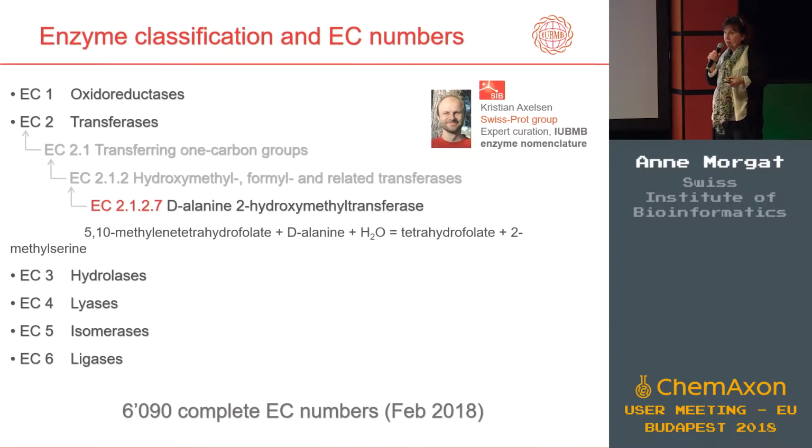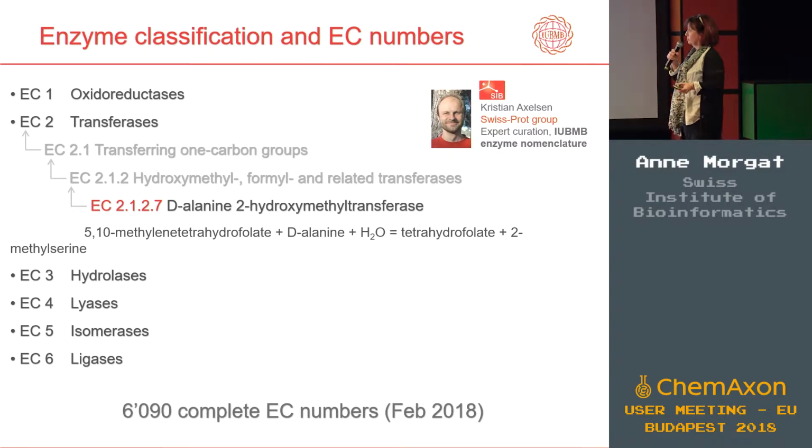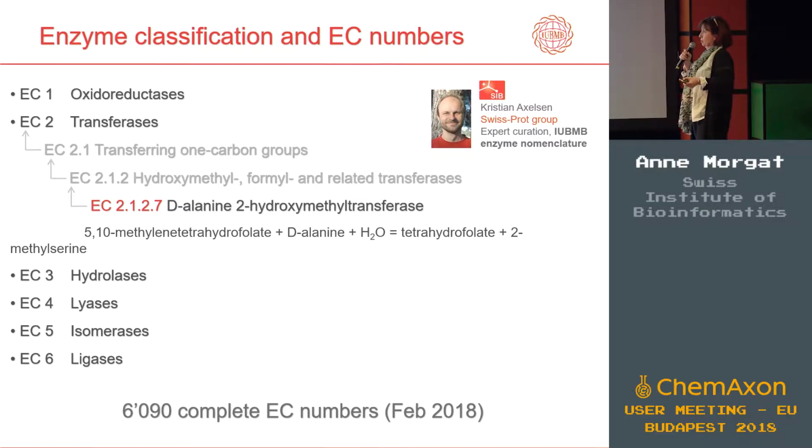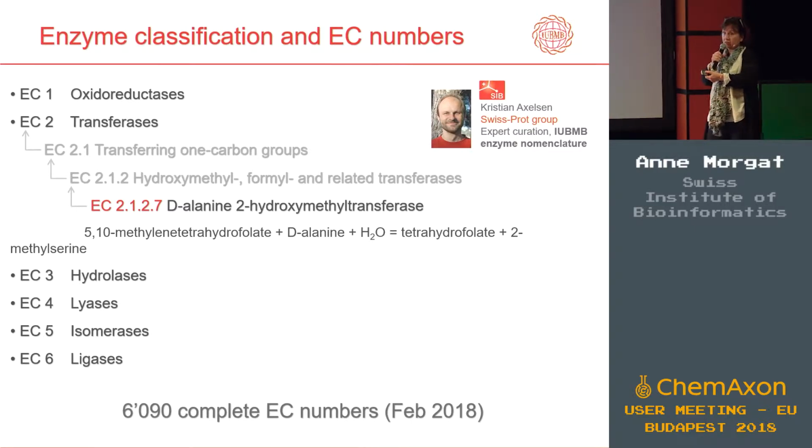A few words on enzyme classification. Since 1961, the Nomenclature Committee of the International Union of Biochemistry and Molecular Biology has been in charge of classifying enzymes according to the reactions they catalyze. There are 6 enzyme classes: oxidoreductases, transferases, hydrolases, lyases, isomerases, and ligases. This classification has a fixed depth of 4.